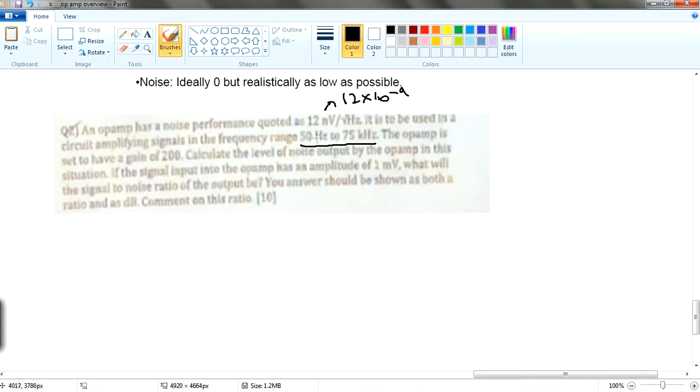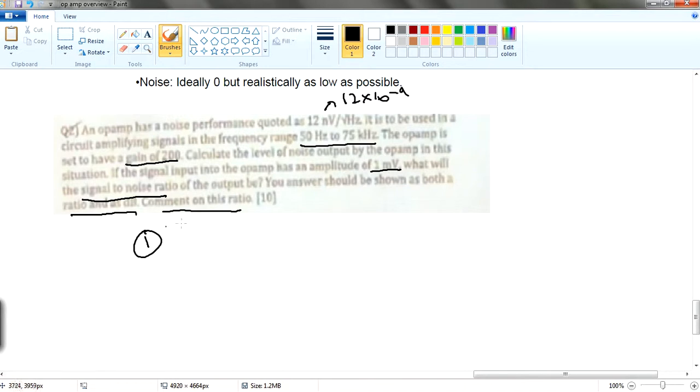The op-amp is said to have a gain of 200. Calculate the level of noise output by the op-amp in this situation. If the signal input to the op-amp has amplitude of 1 millivolt, what will be the signal to noise ratio? Your answer should be shown as both ratio and then as decibels. And then you comment on this ratio. Okay, so let's do it.